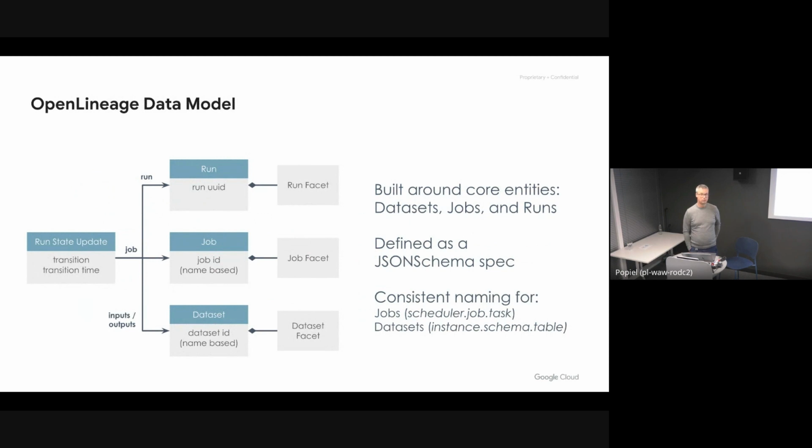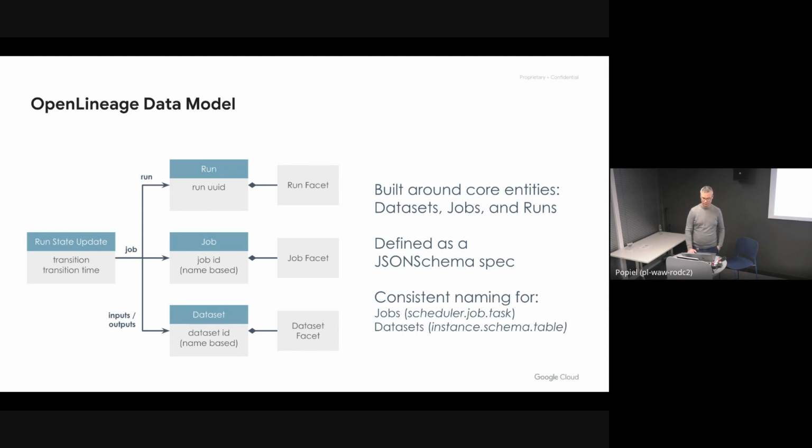The data model is reasonably simple. So there's this run state update, the lineage event I mentioned before, that's emitted by the systems you saw at the top, the orchestration system, execution engines. And this event contains information about what was the job that was executed, the specific run of that job, and what were the inputs and outputs read and written by that specific run of that job.